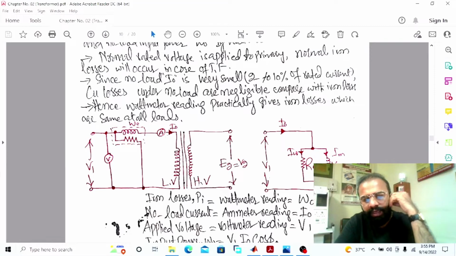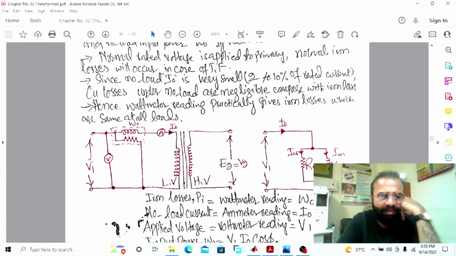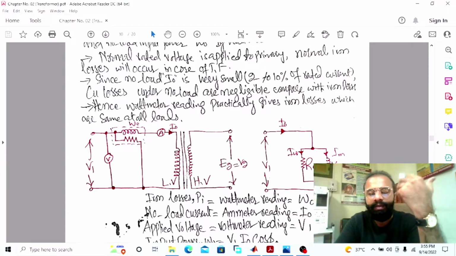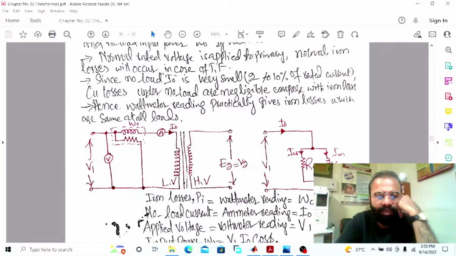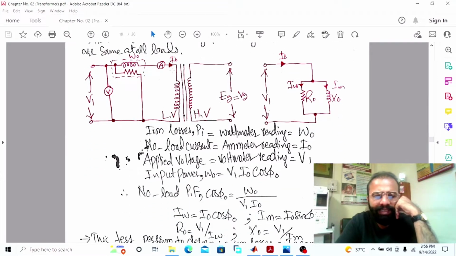Since the no load current is very small, which is 2 to 10% of the rated current, copper losses under the no load condition are negligible in comparison to the iron losses. Hence, this wattmeter, which is connected on the LV winding of the transformer, which is the primary winding, will give us practically the iron losses, which are the same at all loads.